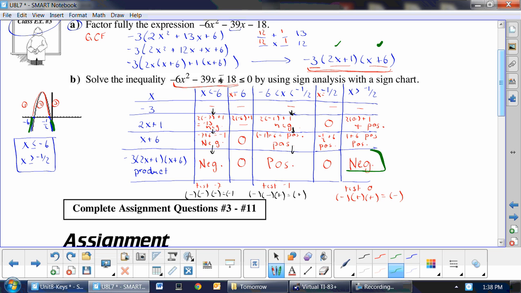So our answer is here and here. So we say, okay, when x is less than or equal to -6. And because it's equal to 0, we know we also include this part. And we know when x is greater than or equal to -1/2, which matches with what we found right here.